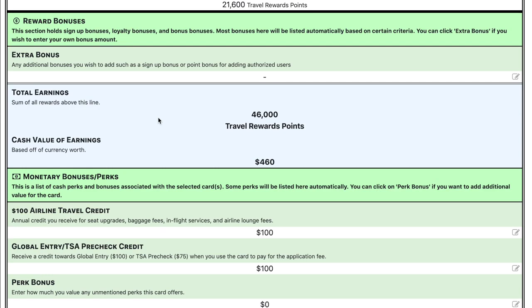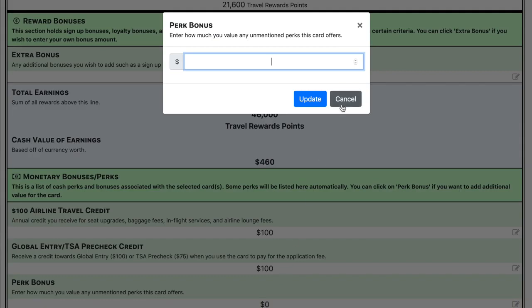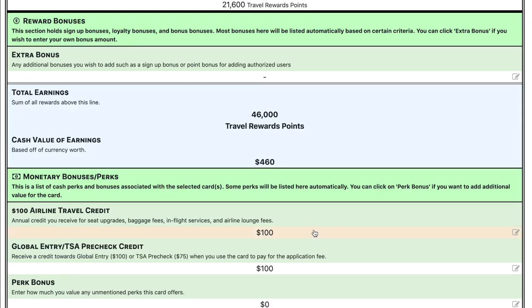The good thing about this credit too is if you already have Global Entry or TSA PreCheck, you can use this card to pay for someone else's application fee and it will still trigger the credit. So you do not have to be the applicant. In terms of perk bonus, if there's a benefit on the card that you want to assign a value to, you can click here and enter that in there. But for now, I will leave that at 0.